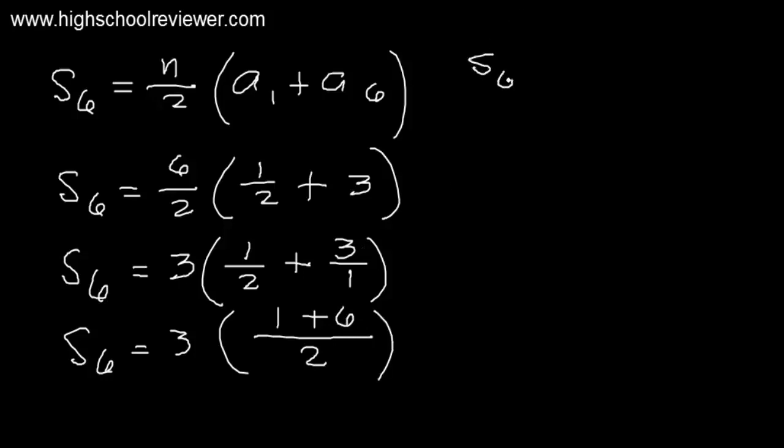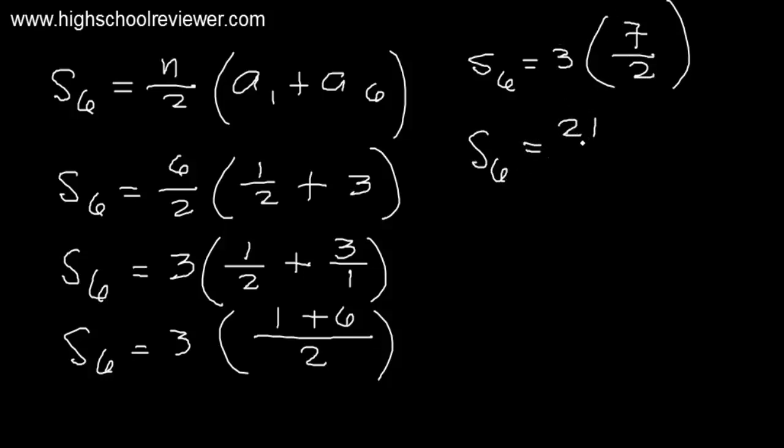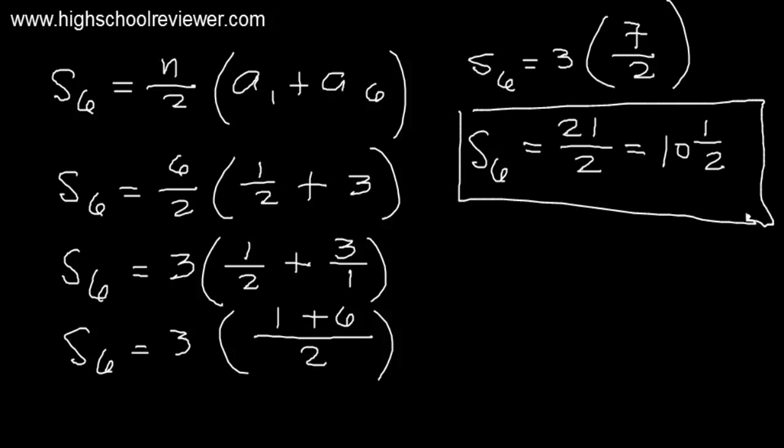Our S6 will be equal to 3 multiplied by 7 over 2. Our final answer here will be 3 multiplied by 7, that is 21 all over 2, or as a mixed number, 21 divided by 2 is equal to 10 and 1/2. So our S6, or the sum of all the arithmetic terms of the given, is 10 and 1/2. And this is our final answer.